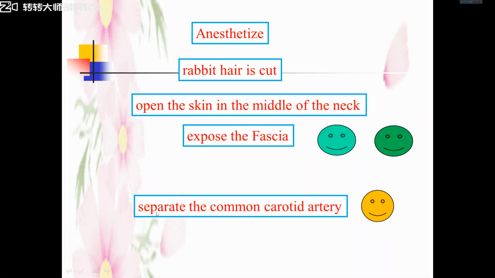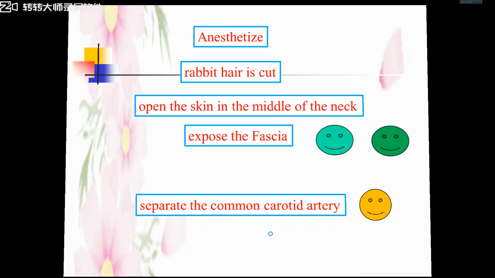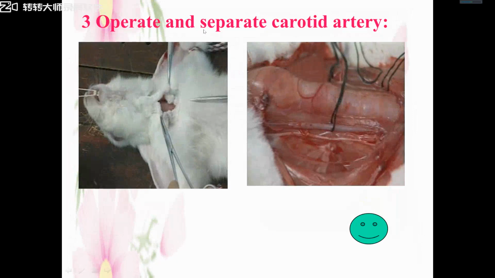Thus now we have separated the common carotid artery. We watched two videos, of two groups that have done the labs. And we separate the vagus nerve, and this is the carotid artery, very deep, near the trachea, and accompanied by this white thread-like vagus nerve. And just now, we put two threads under the separated artery.